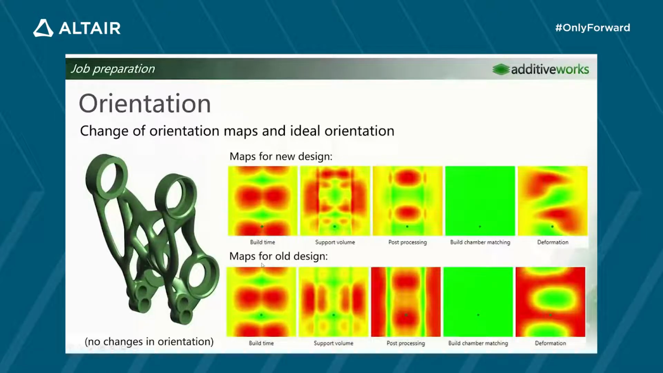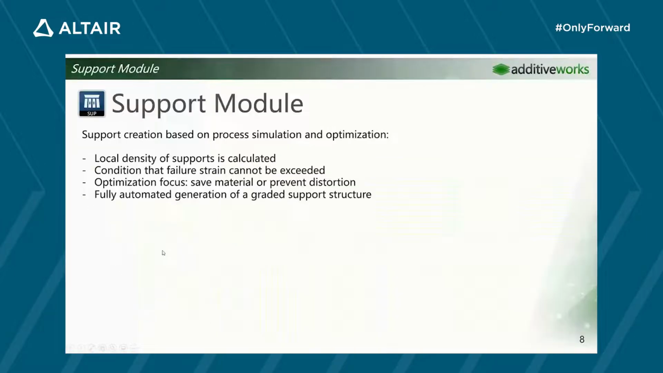And we can really compare and understand the differences of the design if we have a look at these maps. You can see how the maps for support volume, post-processing and of course deformation change just by the new design. So this is very important and is something like feedback on your design, but of course also for the orientation you should print it. So in the end, the result was that there are no changes needed in the orientation, as we just got it from Inspire in this direction.